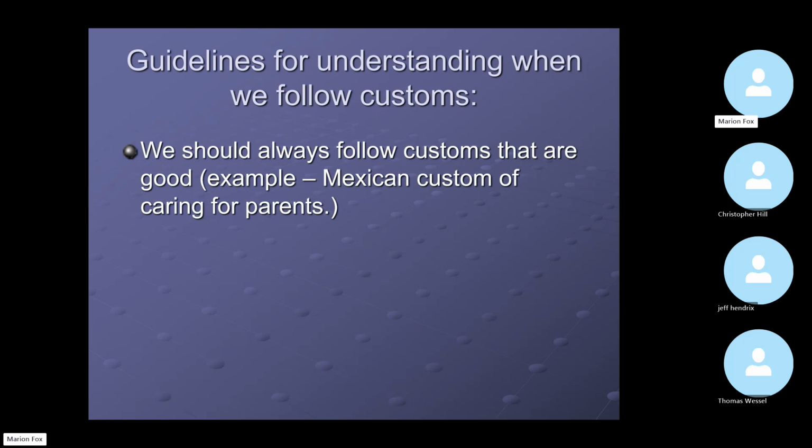Right? Now, let me point out here, suppose the oldest child was not very wealthy and they had another child, younger, that was wealthy.